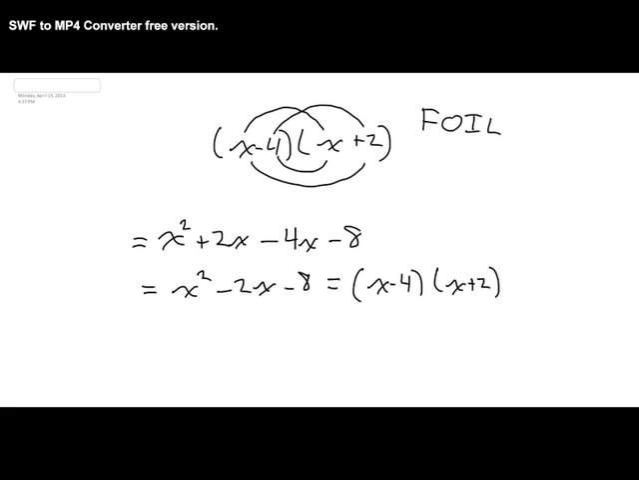Factoring trinomials allows us to go in both directions. Not only do we have a way to go from binomial times binomial to trinomial, but we have a way to go backwards, going from trinomial to binomial times binomial. So let's take a look at another example.